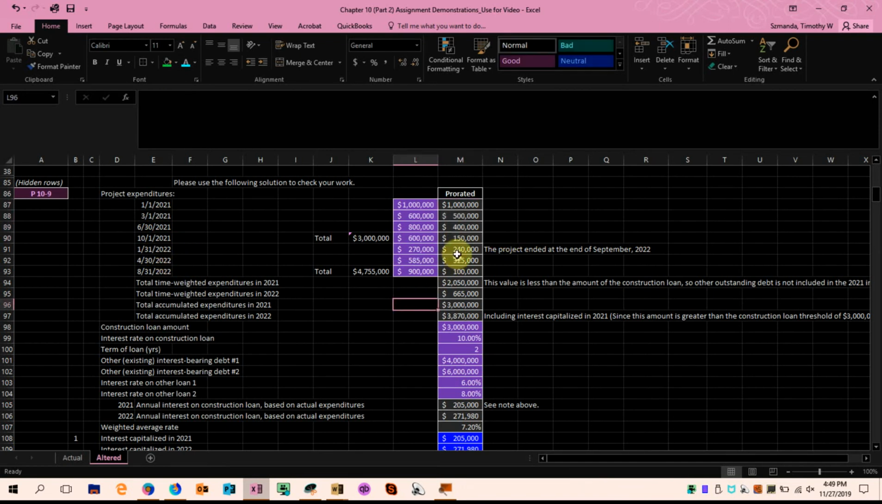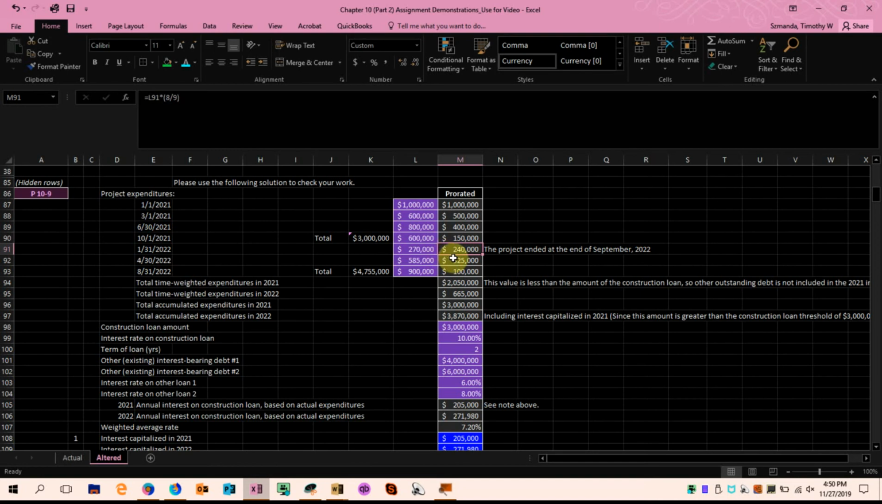Now let's look at the second year, 2022. We had an expenditure in 2022. Expenditure came on the 31st of January. So because it came on the 31st, it was only outstanding 8/9 of the construction year.